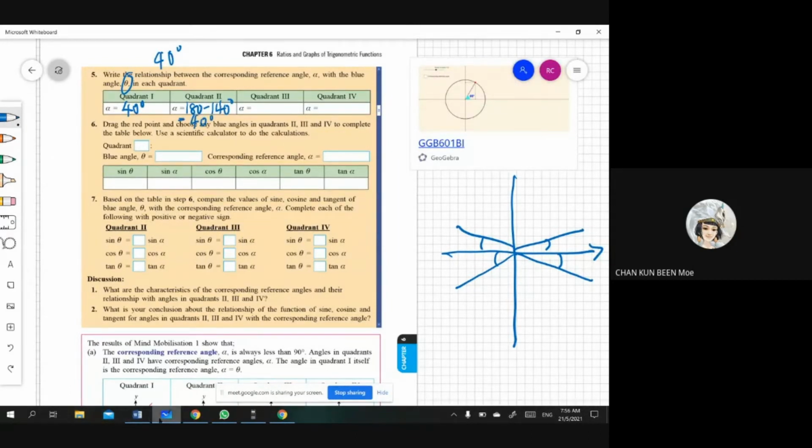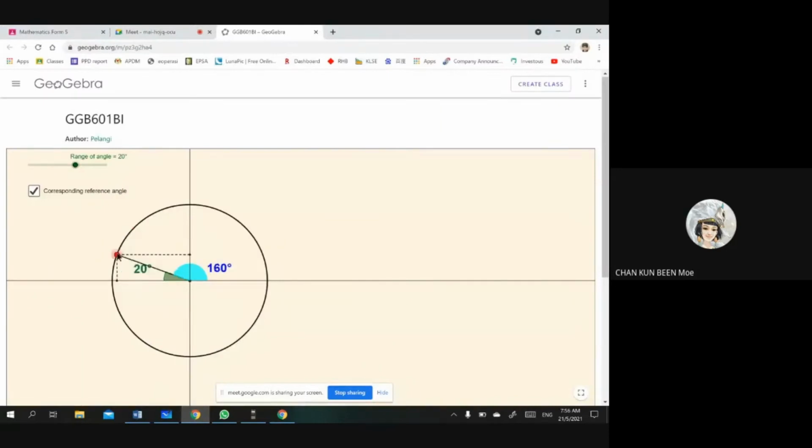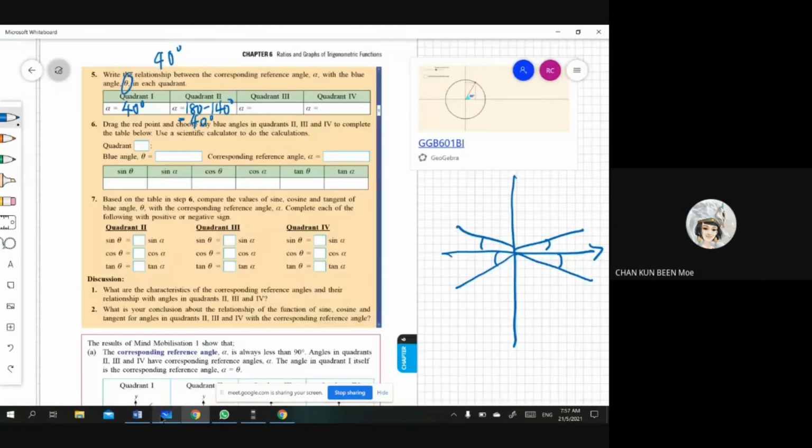Whereas for quadrant 3, how do I get the angle of alpha over here? It is actually equal to the total angle 220 minus the straight line 180. Okay, so I write down, it is 220 minus 180. This is the value of the theta. This is the value of the theta.